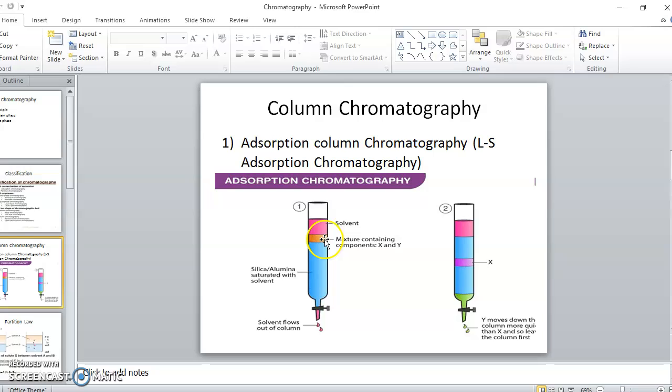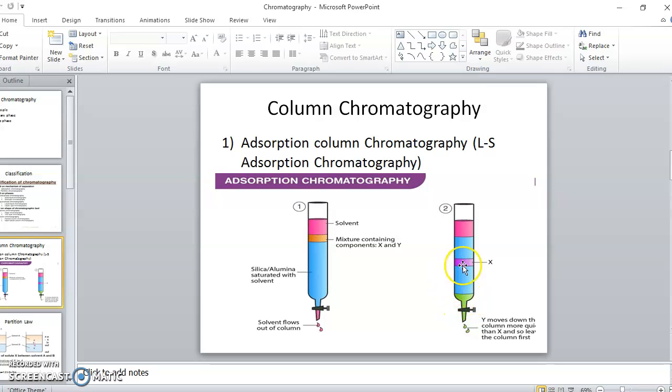These together are called the mobile phase. Now while the mobile phase travels over the stationary phase, the different components will have different rates of adsorption. So if there is more adsorption, they easily get adsorbed. Here, let us say the component X has a higher rate of adsorption, so it will first get adsorbed on the stationary phase.